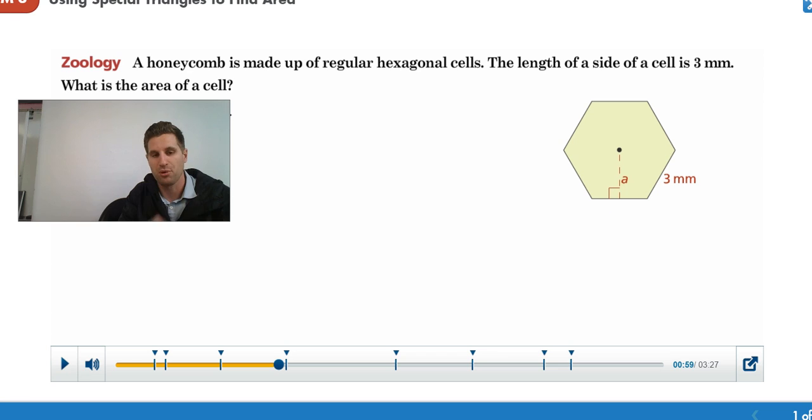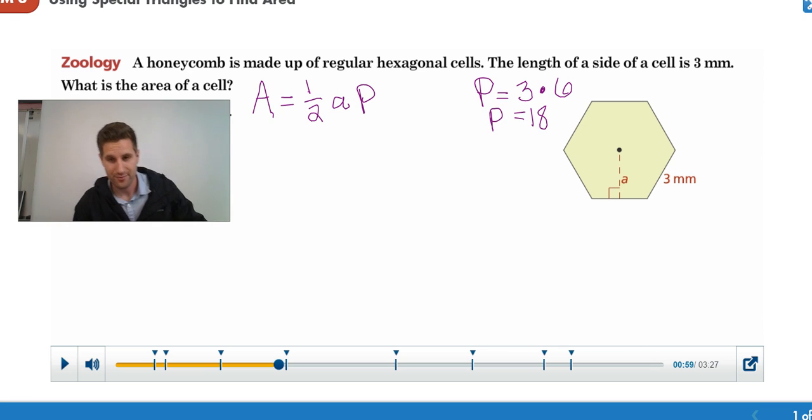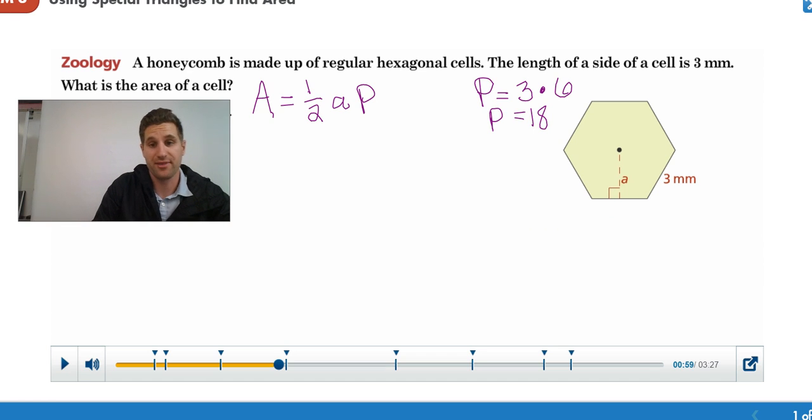Step 1, find the apothem. So we have a hexagon here. So remember, our formula is A equals 1/2 apothem times the perimeter. So we should be able to find the perimeter. The perimeter is going to be 3 times the amount of sides, so that's going to be 6 different sides, so we get 18. So we have our perimeter. So we're good there. Now we need to go ahead and find the apothem.